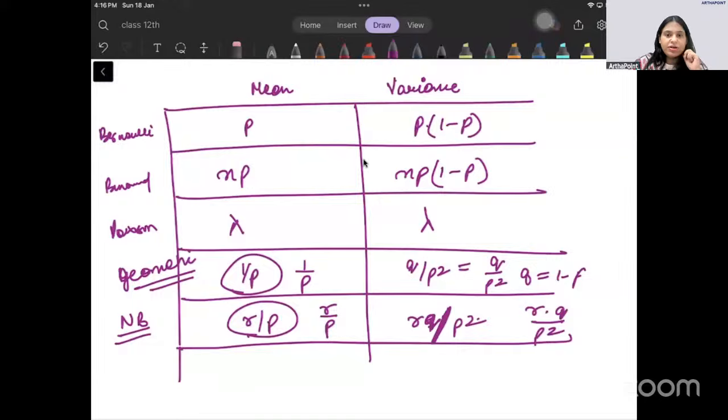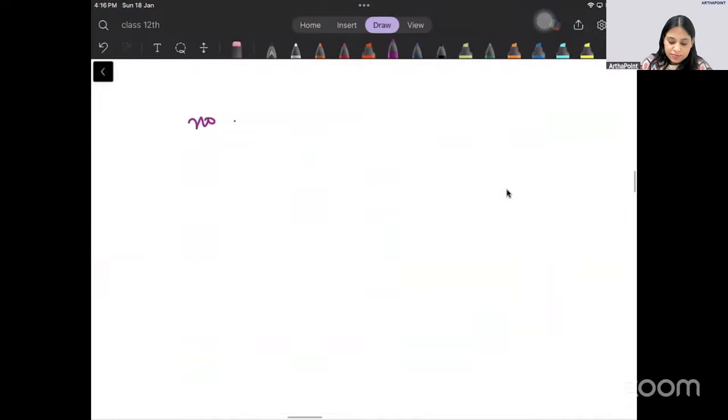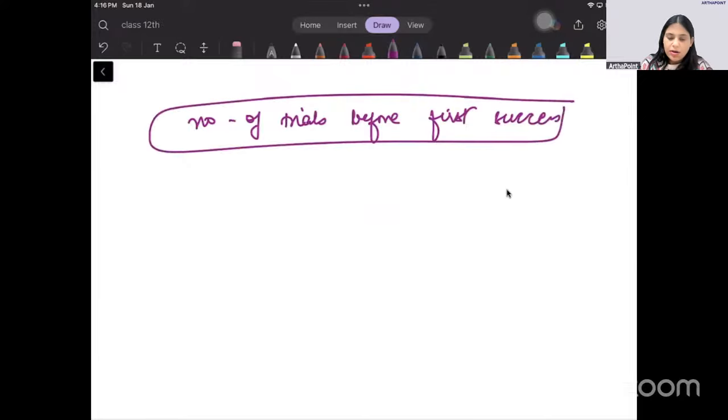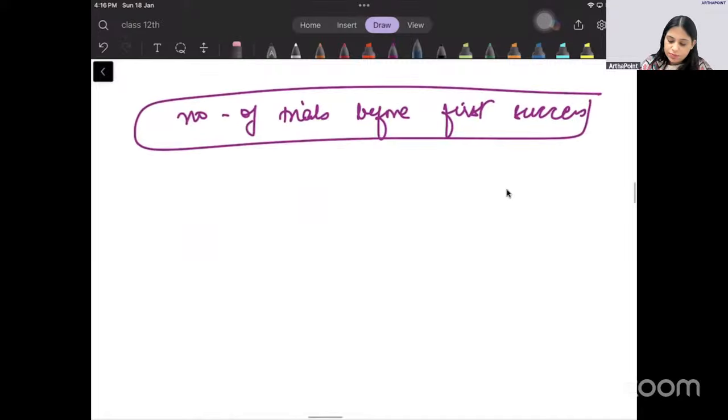Okay, now let's do geometric. So geometric basically says that you need the first success. So the number of trials before the first success. That means I'm asking the probability of x is equal to x.